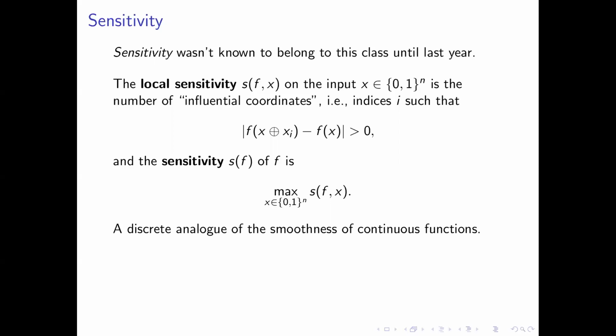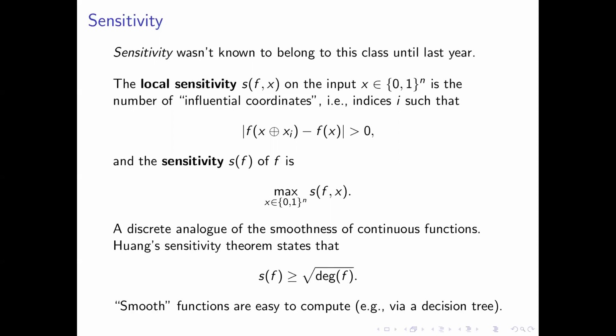So we've seen degree, which was spectral. We've seen decision tree complexity, which is combinatorial or algorithmic. And we've seen sensitivity now, and this is an analytic one. And so Huang's sensitivity theorem states that the sensitivity is at least the square root of the degree of the function. So we're relating an analytical property with a spectral property.